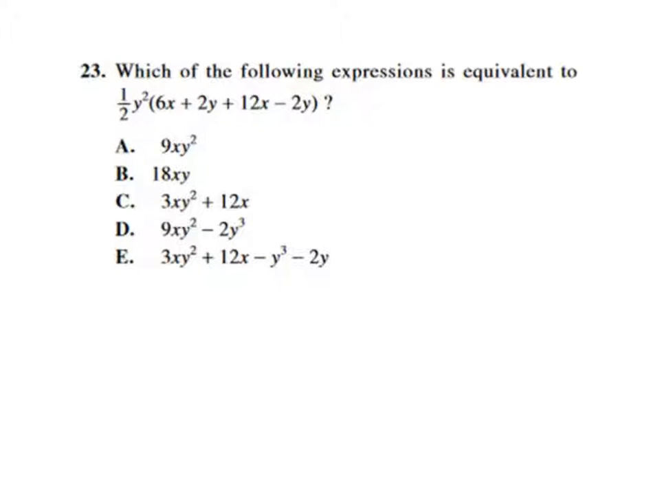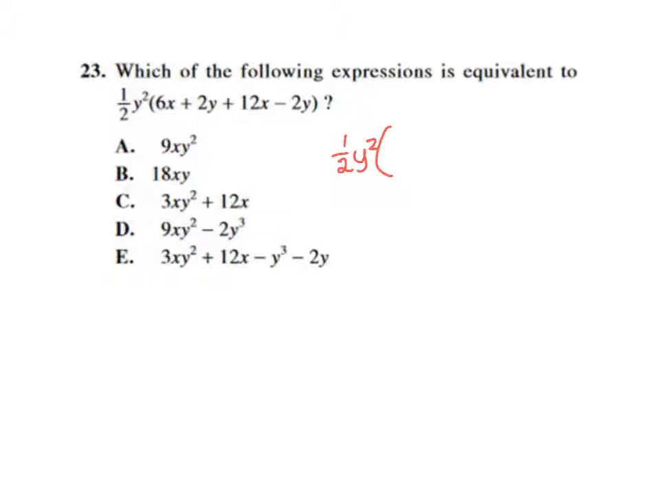This question is asking us to come up with an equivalent expression. So we have a choice. We can either distribute the 1/2 y squared to all four of the terms inside and then combine like terms, or we can combine like terms first and then distribute the 1/2 y squared. I'm going to take the second option.